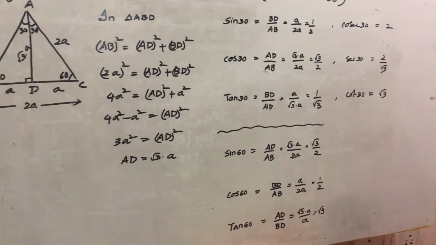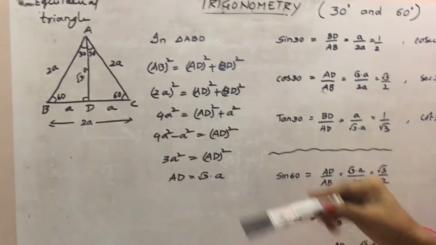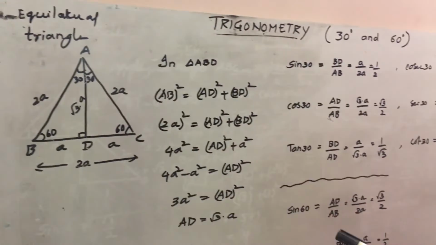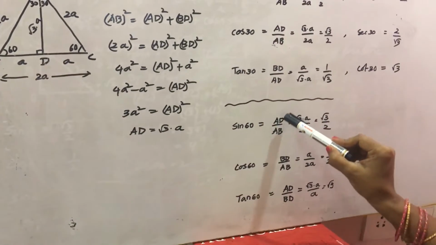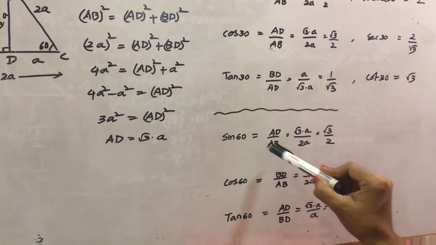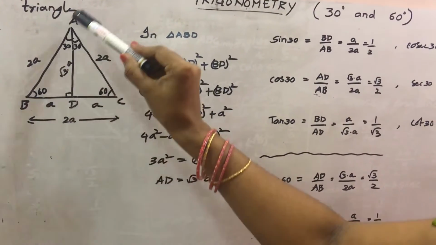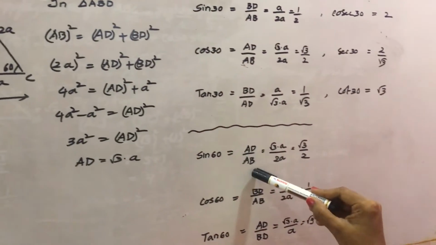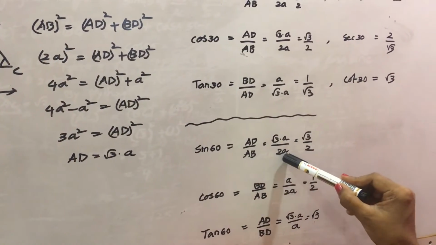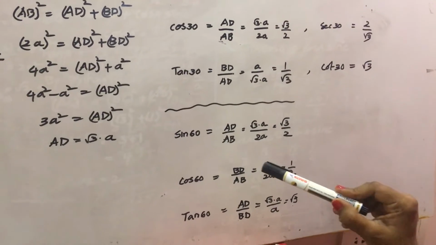Now let us find the trigonometric ratios at an angle of 60 degrees. See here, if we take 60 degrees here, sine 60 is equal to, by the definition, opposite side to 60 degrees by hypotenuse. What is the opposite side to 60 degrees? AD. What is the hypotenuse? We know it is AB. AD by AB. The length of AD is root 3 into A, and the hypotenuse is 2A. A and A get cancelled, which is equal to root 3 by 2.